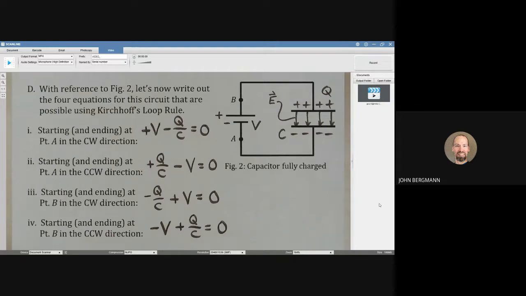So the point here is, when you're doing a loop equation, it doesn't matter where you start. You just start and stop at the same point. If you go clockwise, fine. If you go counterclockwise, fine. You just have to follow the rules for what the voltage does, increases or decreases, depending on what's going on with the circuit element that you run into. But it doesn't matter where you start or stop. You're going to get an equivalent loop equation in any case.